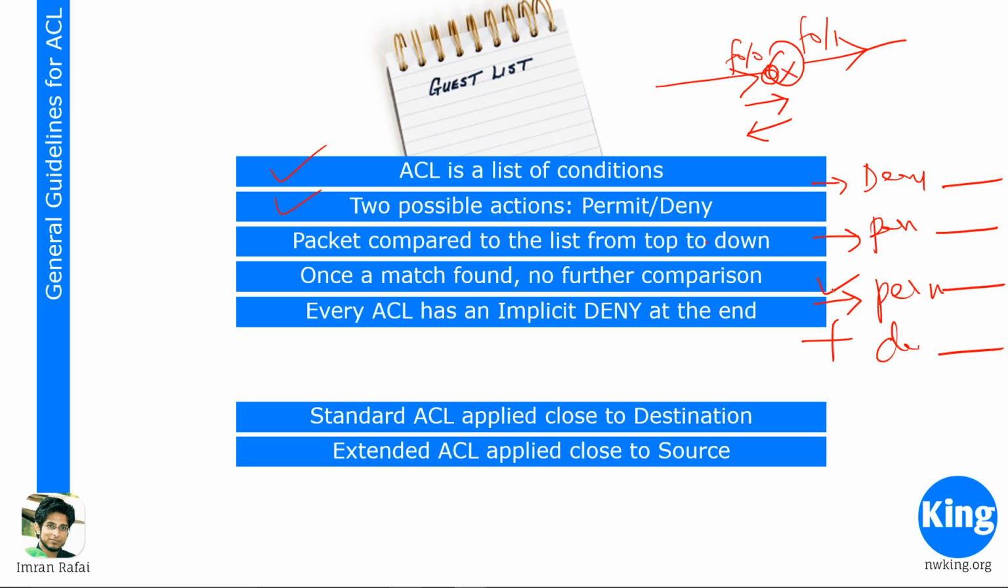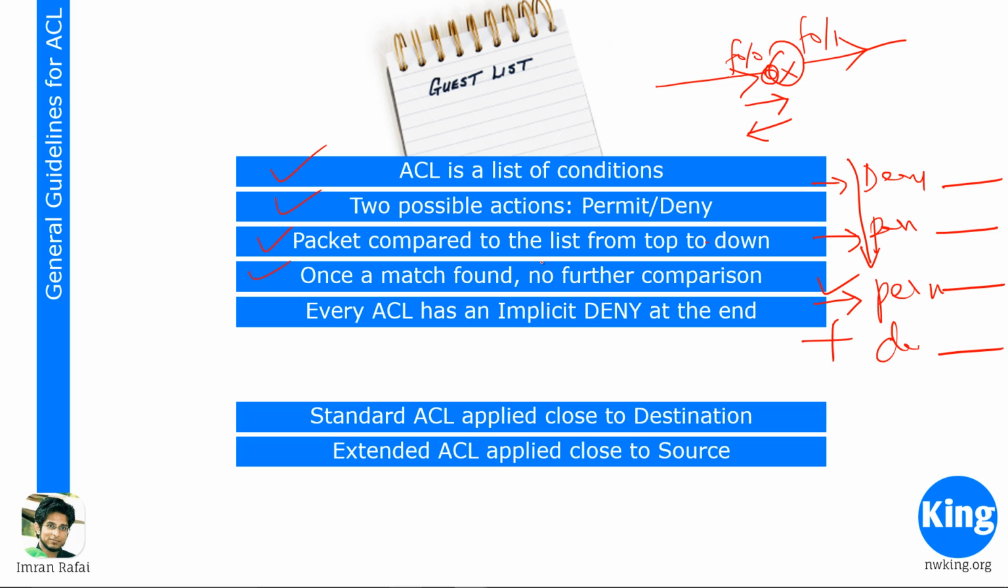It starts comparing from top to bottom, so that's how it is. But once a match is found, it doesn't do anything further. It doesn't compare the conditions that follow, right? It stops there, takes action depending on permit or deny, and then goes to the next traffic and starts from the beginning all over again. So once a match is found, that's it, done. They discard or permit that traffic, and then they go to the next traffic.